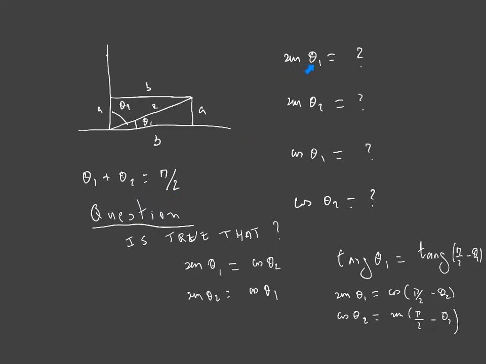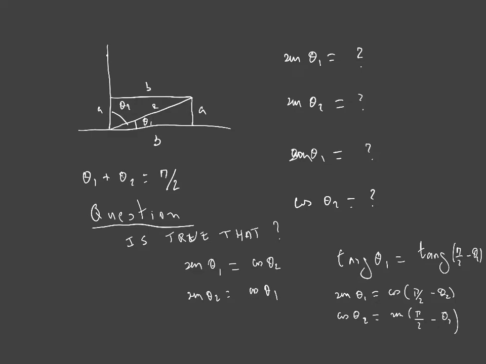So I want to find sine of theta 1. Very easy. Sine of theta 1 is the length opposite to the angle, A, divided by R. Sine of theta 2, very easy. Here is sine of theta 1 and cosine of theta 2. So let's put here sine of theta 1 and cosine of theta 2.